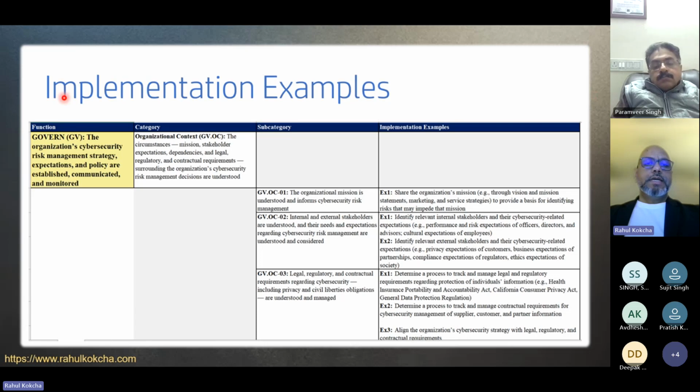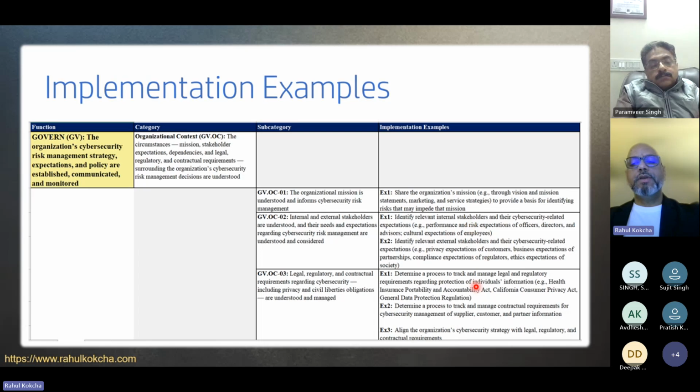So the next is about the implementation examples. So this CSF does not only stop at function, category, and subcategory. It also defines the implementation examples, which look like more of a, okay, what is expected from this guideline. Fine. So same as 27002 gives implementation guidance for the 27001 controls, they have given those examples here itself that you can refer to. So these are the implementation examples.